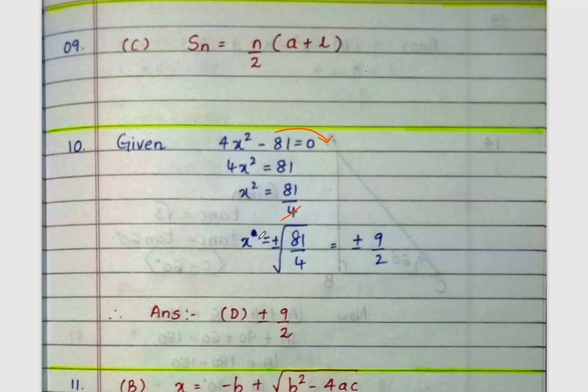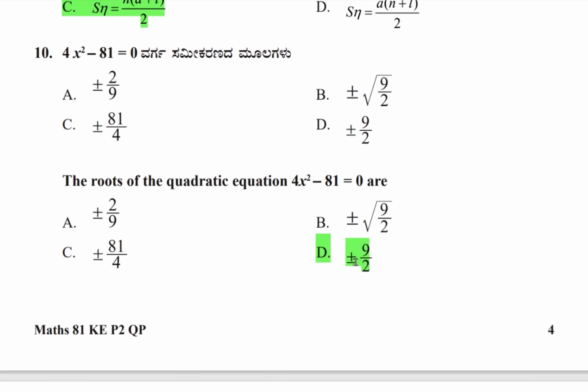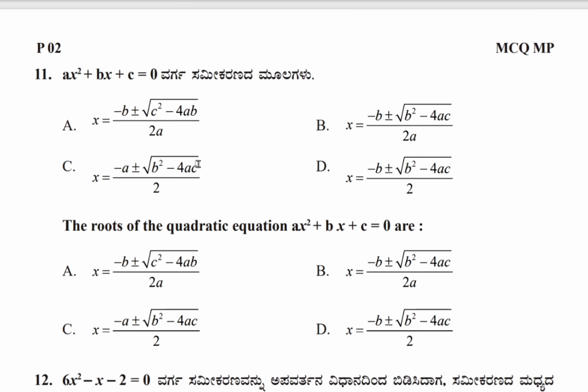x equals plus or minus square root of 81 by 4. The square root of 81 is 9 and the square root of 4 is 2. Therefore, x equals plus or minus 9 divided by 2. Therefore, the correct answer is option D, plus or minus 9 by 2.